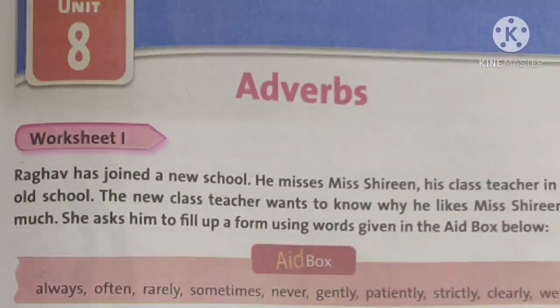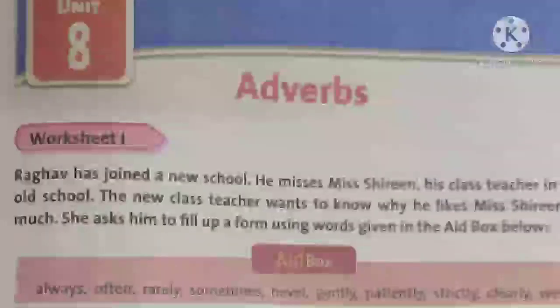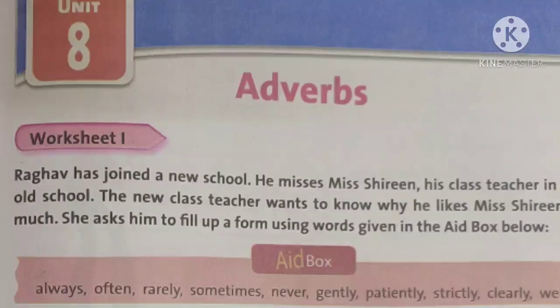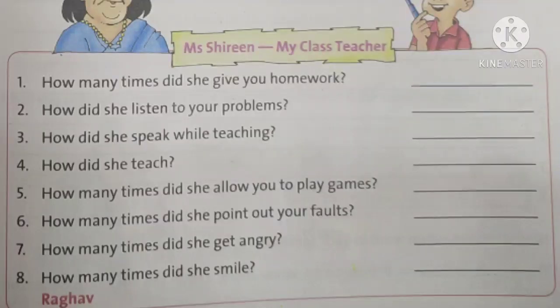In this worksheet, there is a form given by a new teacher of Raghav. Raghav has joined a new school and he misses his previous teacher, Miss Shireen. Now, the new teacher wants to know why he misses Miss Shireen so much. So, she has given a form to him and he has to fill it by using words from the aid box given above. So, the first question is, how many times did she give you homework? This is about Miss Shireen and Raghav has to answer them.